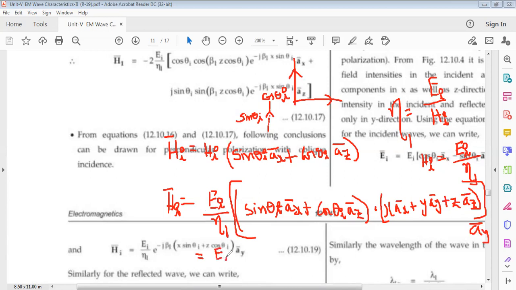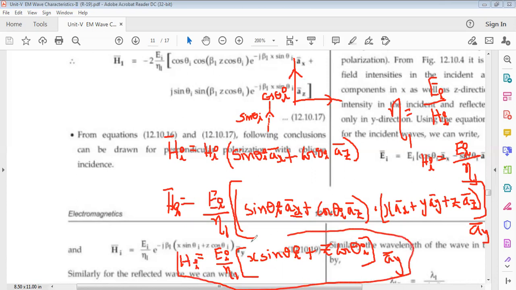EI by the eta 1 multiplied with AX is only with the AX only. The remaining two terms are 0. So x into sine theta I, plus here also AZ with AX is 0, AZ with AY is 0, AZ is only the 1. So z into cos theta I, AY bar. So HI bar is equal. Got it, my dear students?